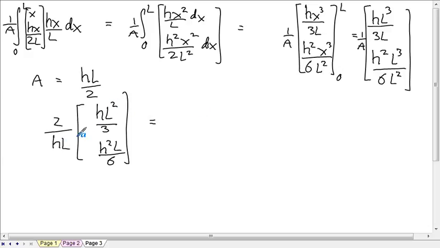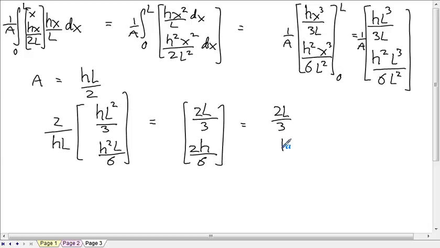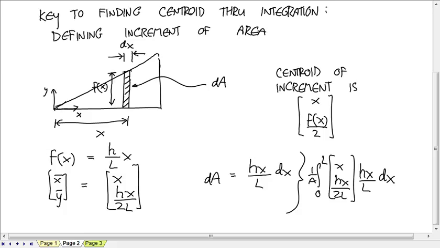For the top one, the L cancels one of those L's, the H cancels the other one, so you get L, so 2L over 3. And for the y component, you get 2H over 6. So 2L over 3, and then H over 3. Any questions about that?